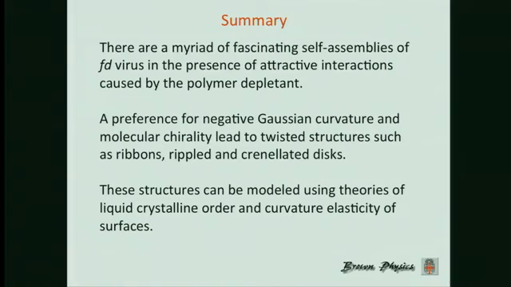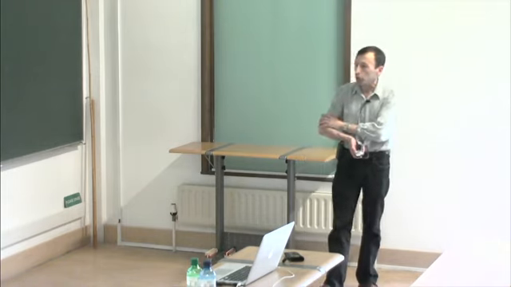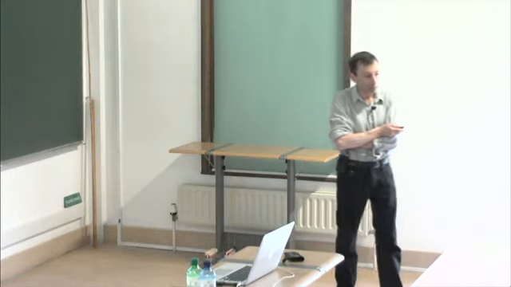And then, what we think is going on on the basis of all of this theoretical analysis is that these systems seem to have a preference for negative Gaussian curvature. In other words, that positive k-bar seems critical. And at least in the chiral systems, the molecular chirality also plays a role, leading to these twisted structures that I've shown you. And then, the idea of the theory has been to use a relatively simple phenomenological model and try to make some sense of these incredible observations.